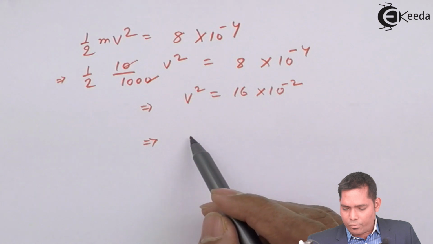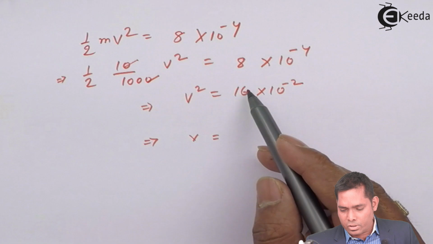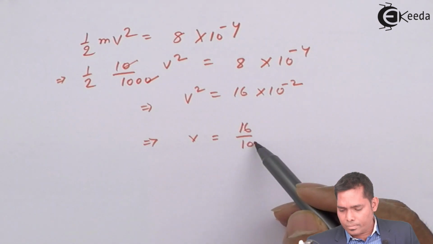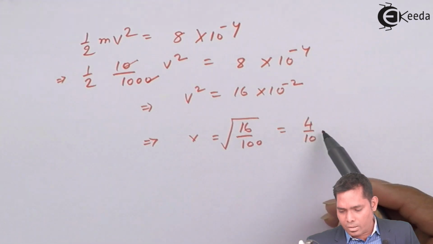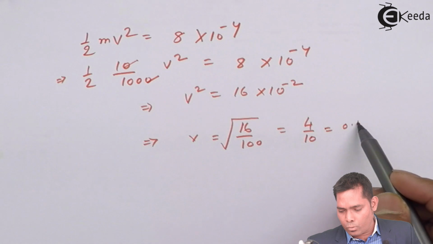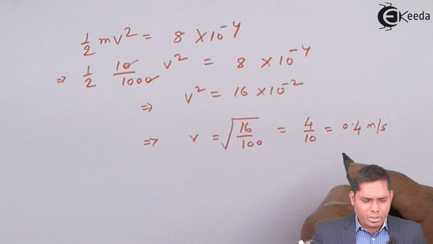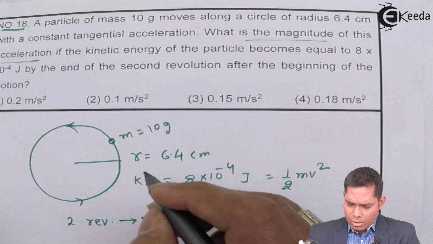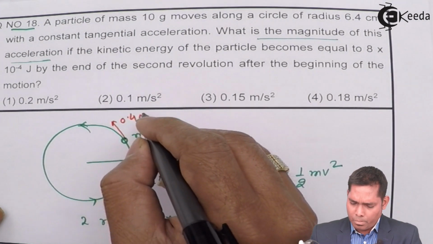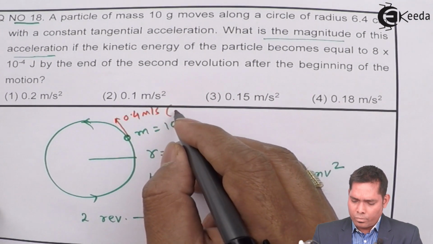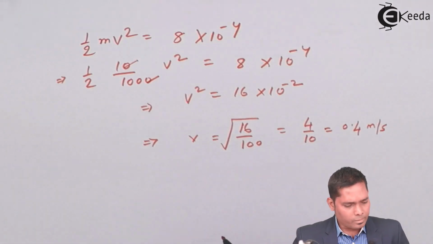This implies that v is under root of 16 upon 100, root, that is 4 by 10, and that is 0.4 meter per second. So the particle is moving with a velocity at the end of 2 revolutions. It is having a velocity of 0.4 meter per second. This is at the end of n equals to 2 revolutions.